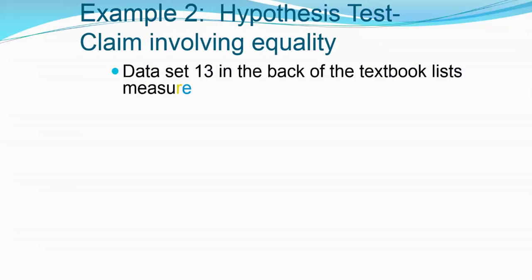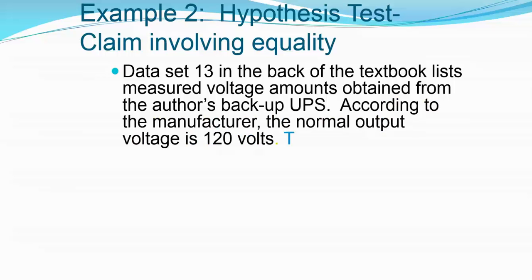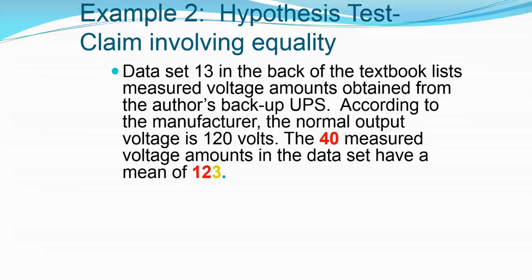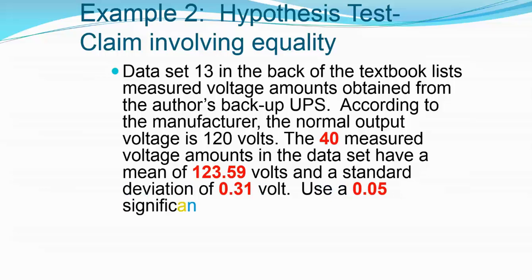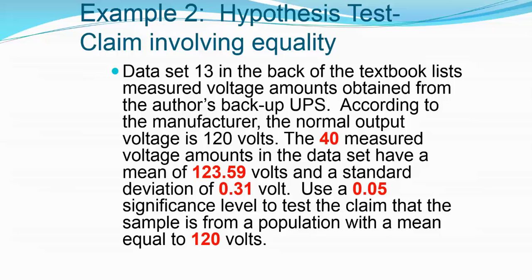Here's example 2, another claim involving equality. Data set 13 in the back of the book lists measured voltage amounts obtained from the author's backup UPS. According to the manufacturer, the normal output voltage is 120 volts. The 40 measured voltage amounts in the data set have a mean of 123.59 volts and a standard deviation of 0.31 volt. Use a 0.05 significance level to test the claim that the sample is from a population with a mean equal to 120 volts.